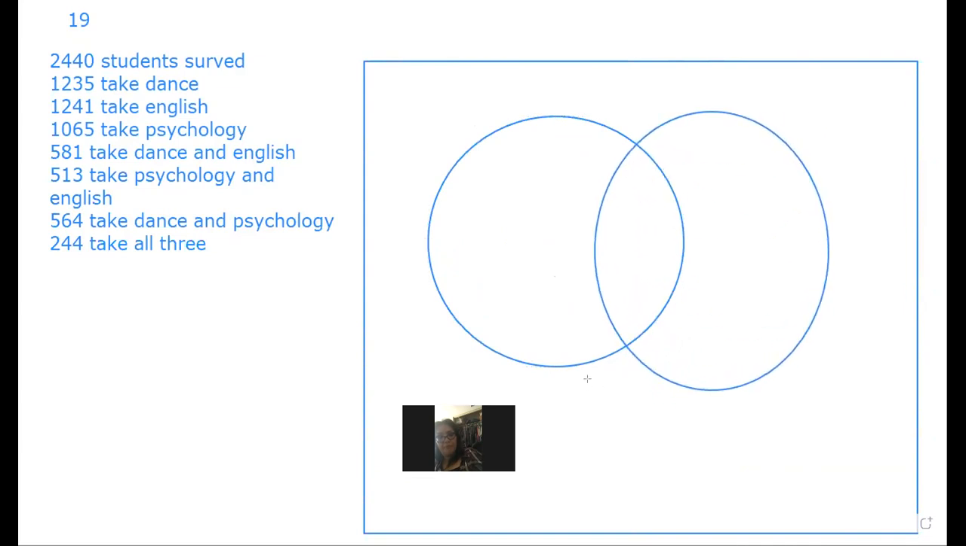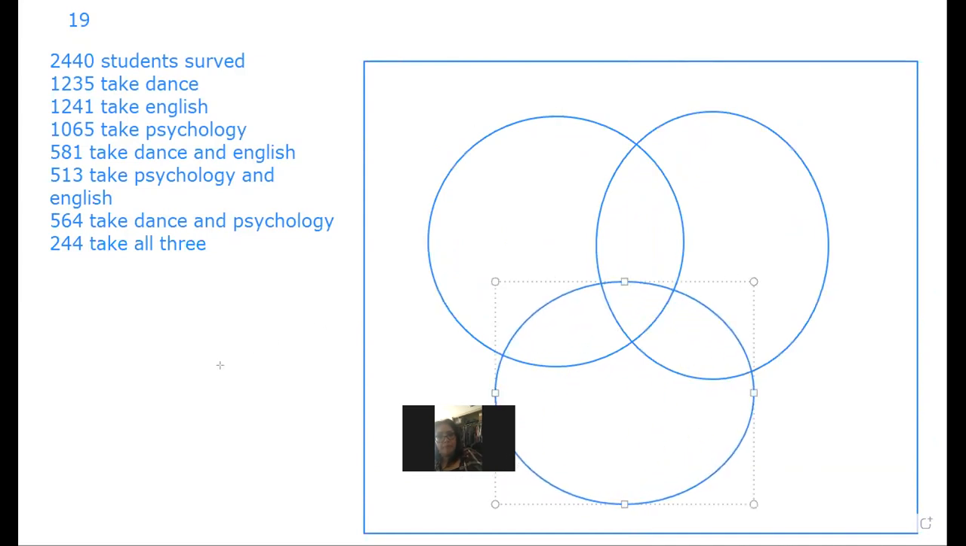Draw three circles overlapping. You will have a total of 2,440 students, and that's important to remember. So we start putting in some basic information. And this is going to sound weird. When you do these, the best way I've found is to work bottom to top. Do not start putting the 1,235 into how many people take dance, because that's not how many people will necessarily take dance. That's how many people take dance along with all the other subjects. So you have to make sure that you subtract some specific things. So that's why I always say start from the bottom.